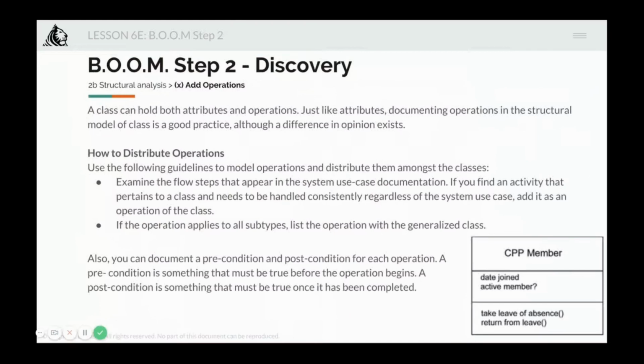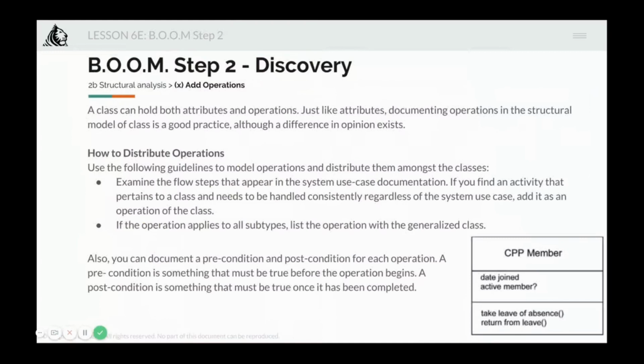The next point is, how do we add operations? So far we have understood attributes and how to specify them, how to indicate them, and so on. Let's understand operations now, right? So recall that a class can hold both attributes and operations.